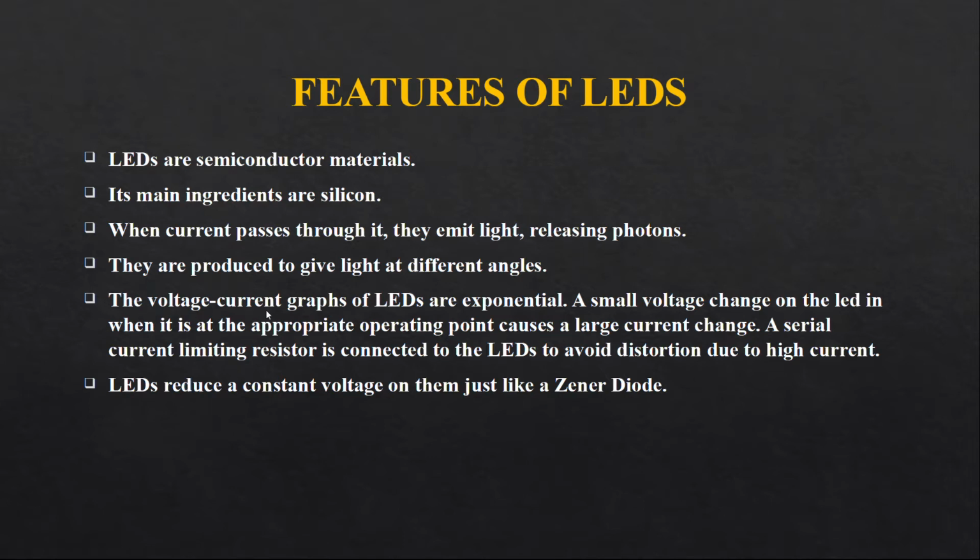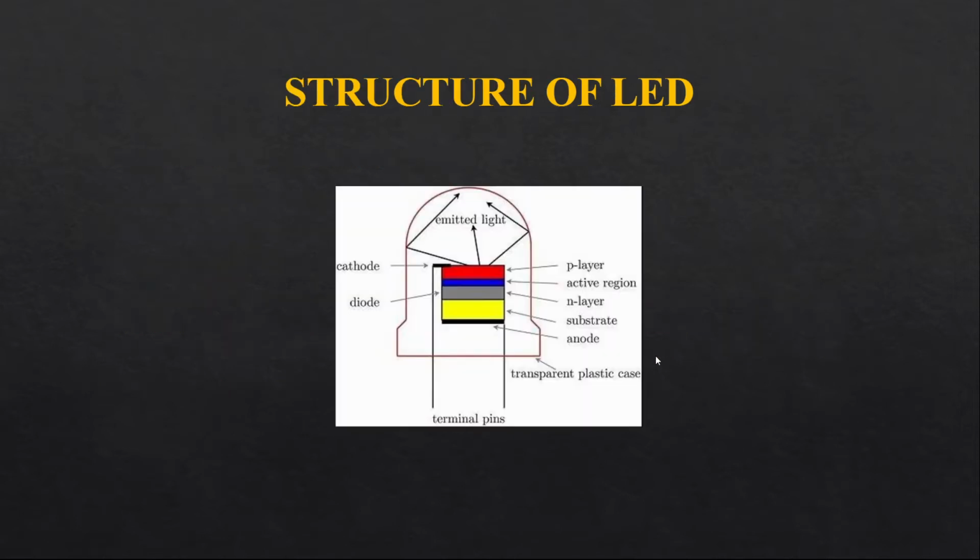The voltage current graphs of LEDs are exponential. A small voltage change on the LED, when it is at the appropriate operating point, causes a large current change. A serial current limiting resistor is connected to the LEDs to avoid distortion due to high current. That's of course good for security. It also holds a constant voltage on them, just like a Zener diode. We can get to the next one.